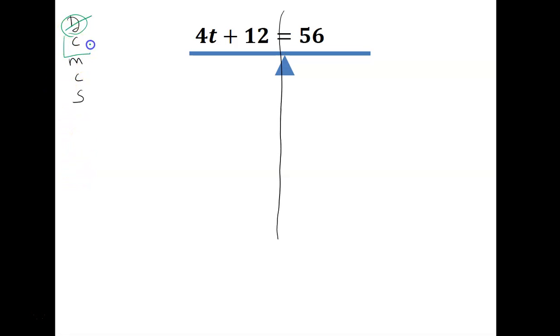The next step is combine. So again, this is actually 2 combinations. We're going to look at the left-hand side and see if we have any combinations. We're going to look at the right-hand side and see if we have any combinations. On the left, I have a term that has a t in it, and I have a number. I cannot combine those. They're not like terms. On the right, I have just a number, nothing to combine. So my second step is kind of already done for me too in this case. I have nothing to combine on this side, I have nothing to combine on this side.